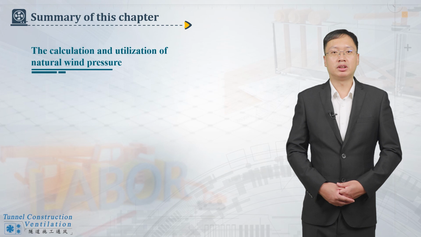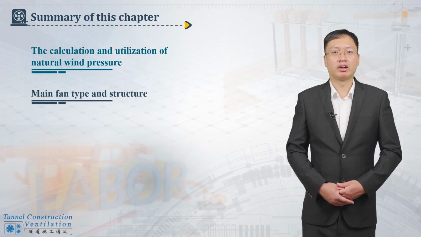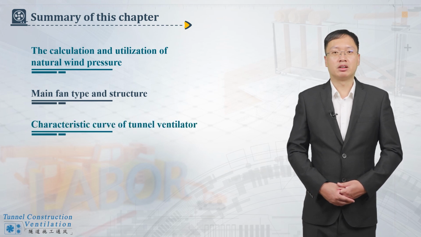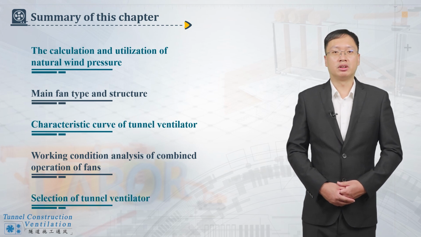Let's summarize the knowledge points learned in this chapter. In this chapter, we learned the calculation and utilization of natural wind pressure, main fan type and structure, characteristic curve of tunnel ventilator, working condition analysis of combined operation of fans, selection of tunnel ventilator.